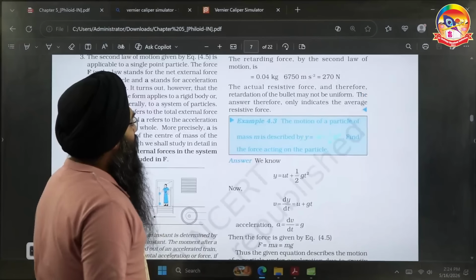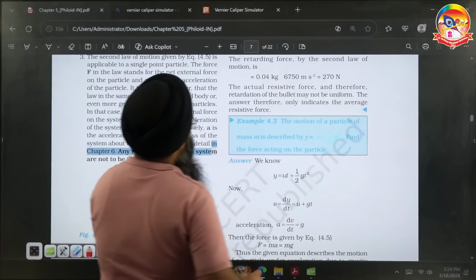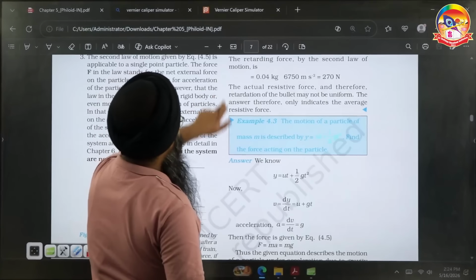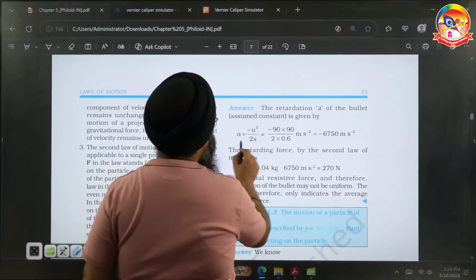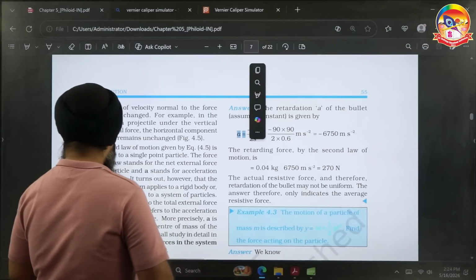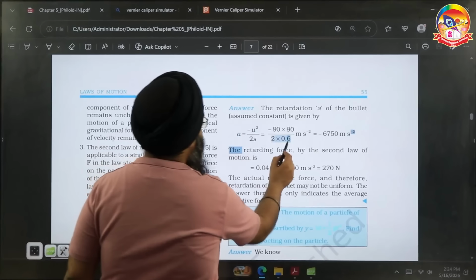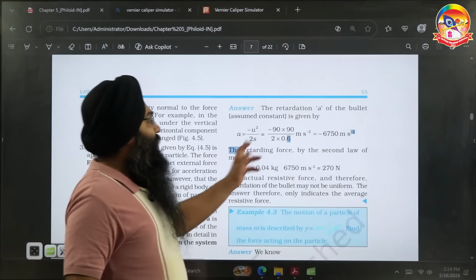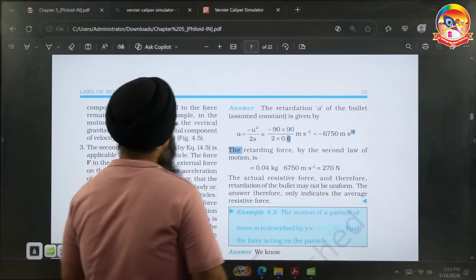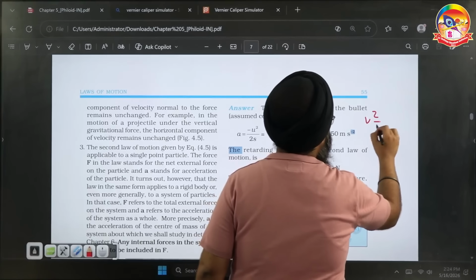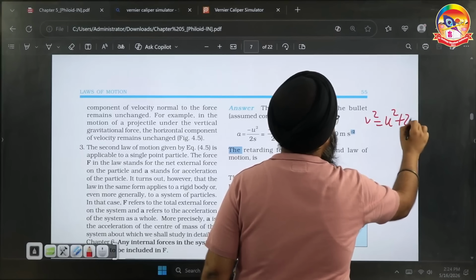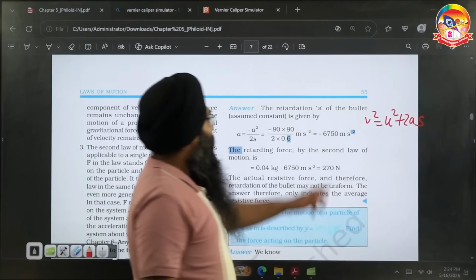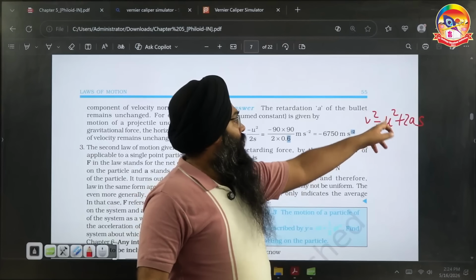Very simple. In this particular case, first we can find the acceleration of the body. So how do we find this acceleration? Very simple. We know that v square is equal to u square plus 2as. We can apply this equation, v square is equal to u square plus 2as. Now see, the final velocity is 0. You already know.